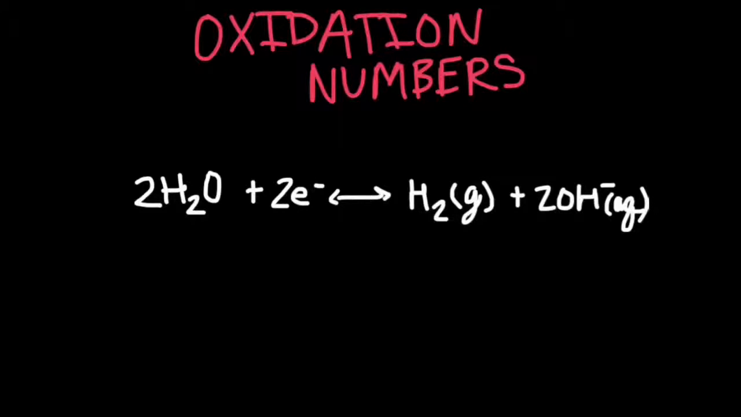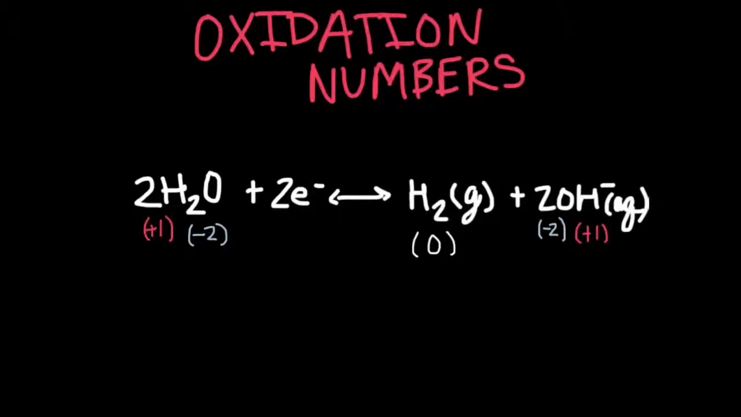One reaction is as follows: 2H2O plus 2 electrons yields hydrogen gas and 2 OH-. In a molecule, oxygen has a -2 oxidation number, so in order to get a neutral molecule, hydrogen must be +1. The same oxidation numbers apply for hydroxide, as there is only one hydrogen, giving the molecule a negative charge.